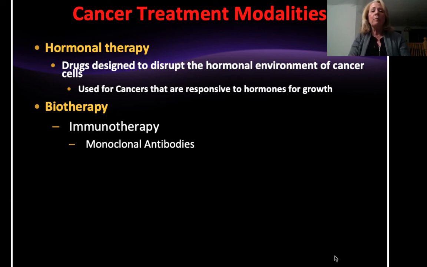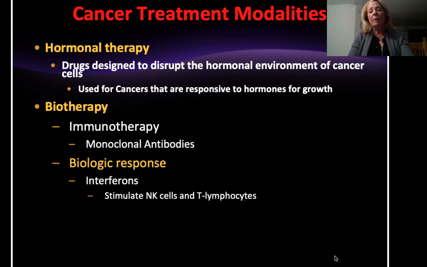Then there's also immunotherapy, where we make monoclonal antibodies, and these are antibodies that can directly bind to the cancer cells, and then it makes it easier for phagocytes, by opsonization, to grab a hold of those antibodies and eat up those cancer cells. There are also biological response modifiers, where we can give them interferon that stimulates the immune system, especially natural killer cells and cytotoxic T cells, to hopefully break up those cancer cells.